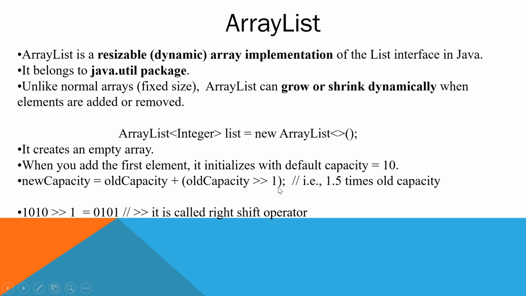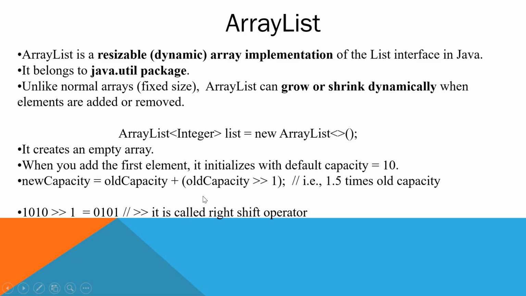So at that time I can say that it will increase by 1.5 times the older capacity. So the new capacity will be 15 here. So whenever it adds that last element, right, it will calculate and create the new capacity accordingly. So that is the formula for increasing the size in array list.